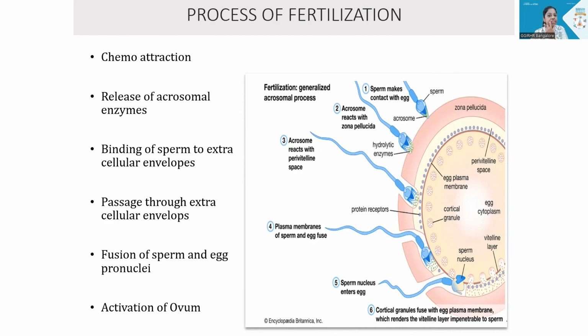the acrosome reacts with the perivitelline space, and then the plasma membranes of the sperm and egg fuse. And lastly, the sperm nucleus enters the egg. Finally, the cortical granules fuse with the egg plasma membrane, which renders the vitelline layer impenetrable to the sperm.